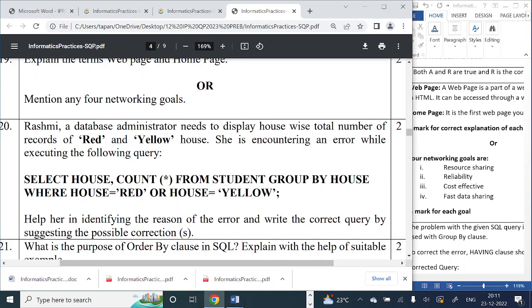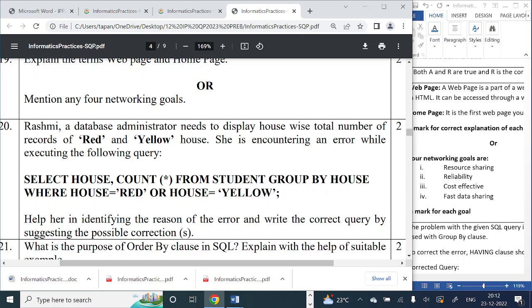Rashmi, a database administrator, needs to display house-wise total number of records of red and yellow house. She is encountering an error while executing the following query. Select house count star from student group by house where. With group by where is not used, having is used.